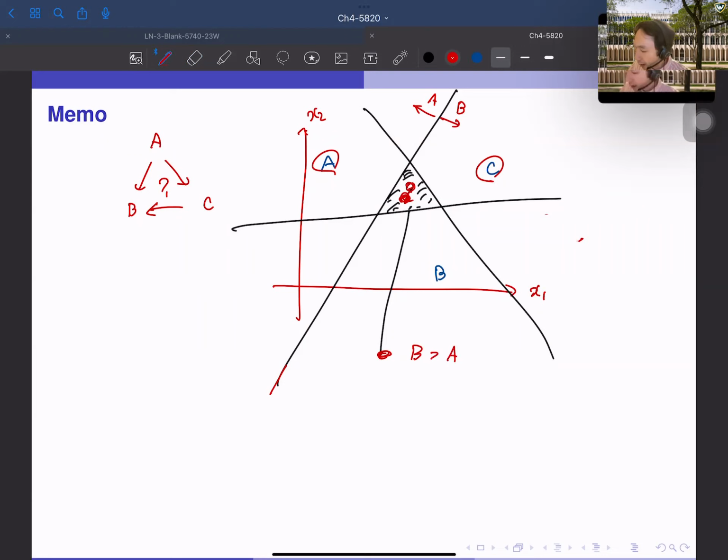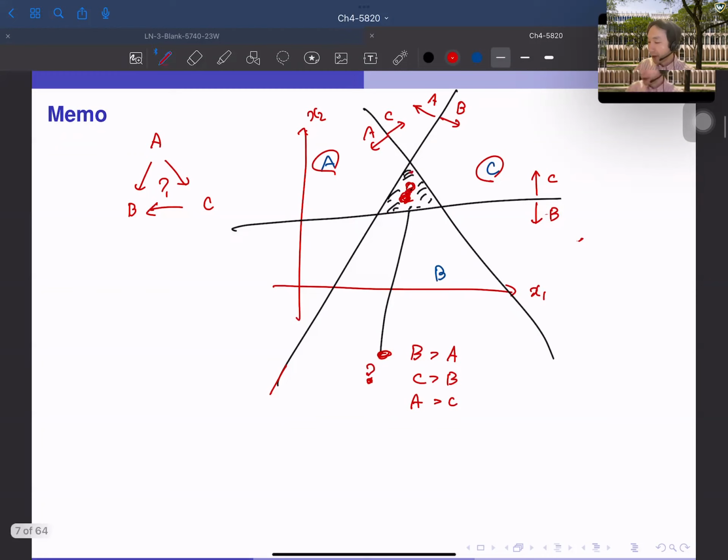And also, this is C and B, this line separating B and C. So C is more likely than B. But if we compare A and C, actually this is C and A. So A is more likely than C. So we cannot really decide which category this point belongs to. So actually, this is really a bad idea for classification.